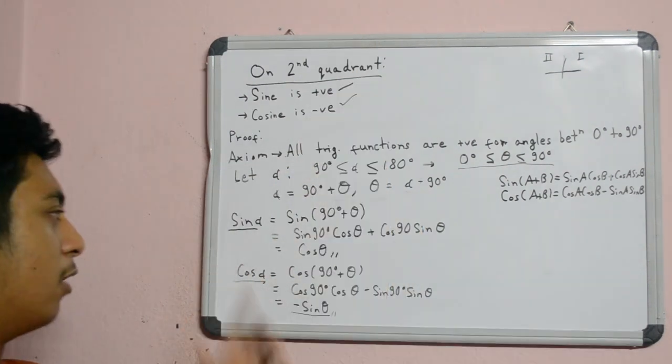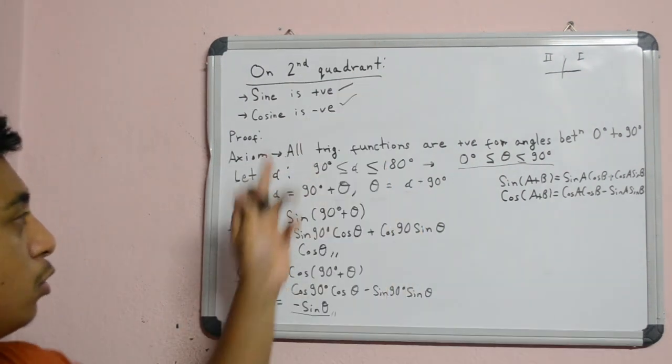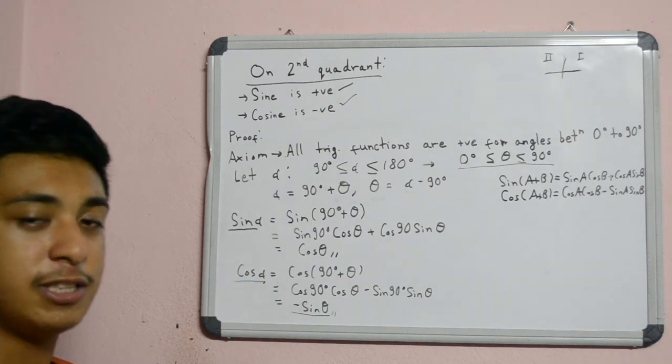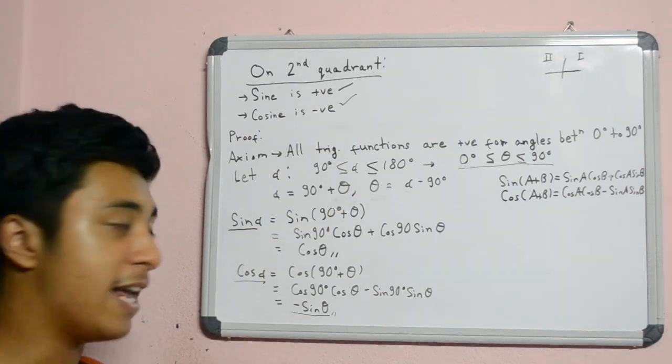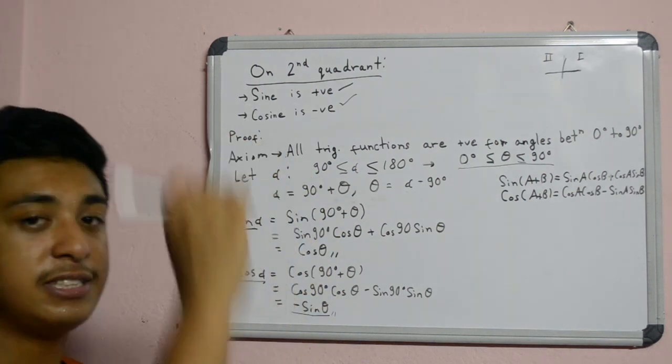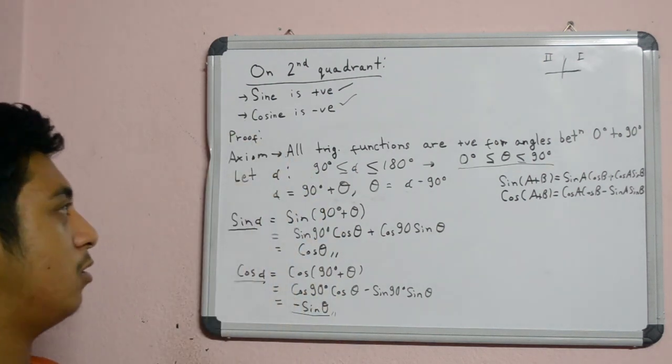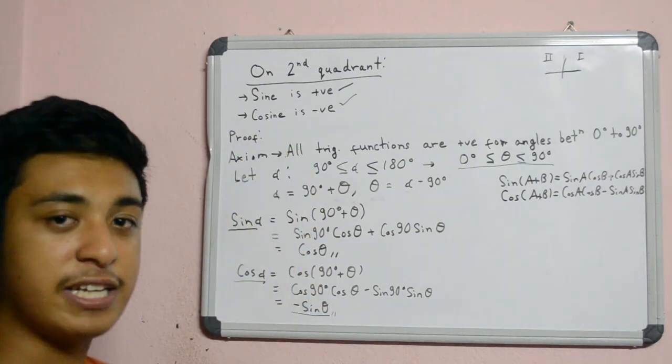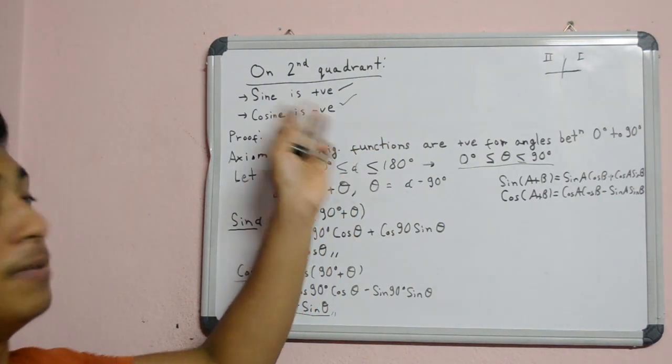Now since sine alpha is positive, its reciprocal, cosecant alpha, will also be positive. And similarly for cosine, the sec function on the second quadrant will be negative.